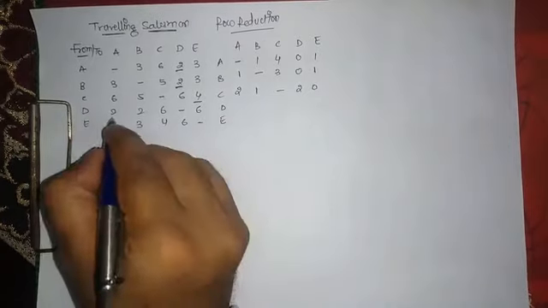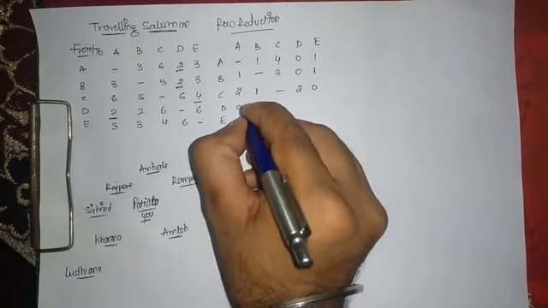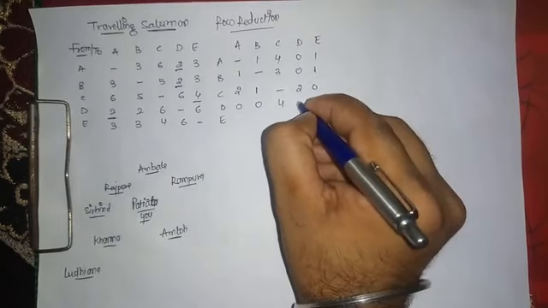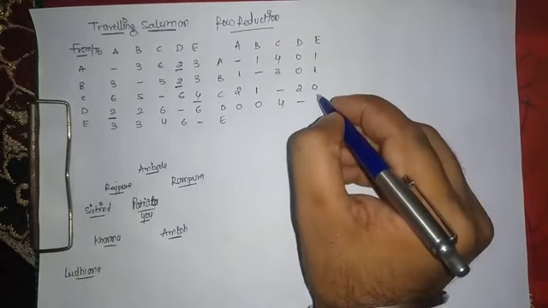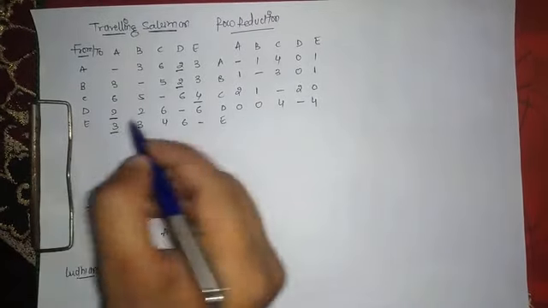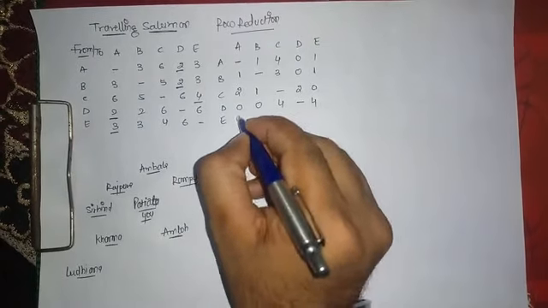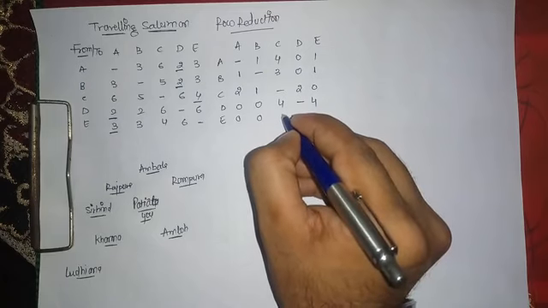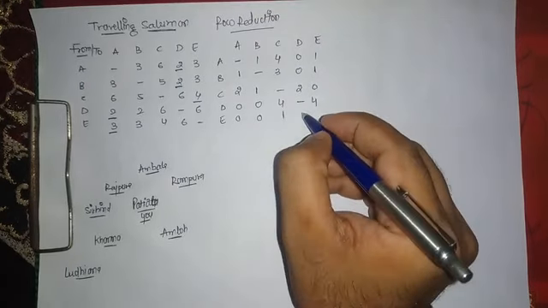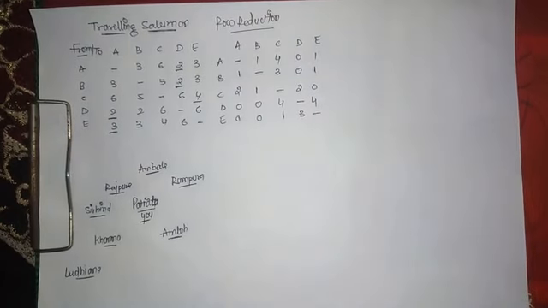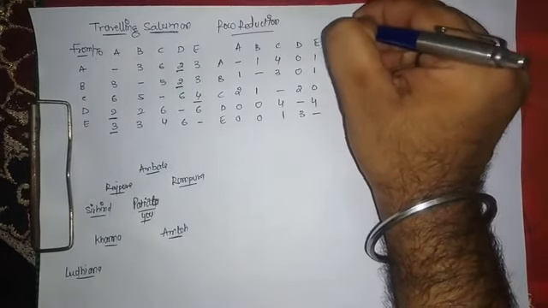The next smallest element is 2: 2 minus 2 is 0, 2 minus 2 is 0, 6 minus 2 is 4, hyphen will remain the same, no assignment can be done here, 6 minus 2 is 4. And the smallest element in this row is 3: 3 minus 3 is 0, 3 minus 3 is 0, 4 minus 3 is 1, 6 minus 3 is 3, hyphen will remain the same. So now we will move towards the column reduction.